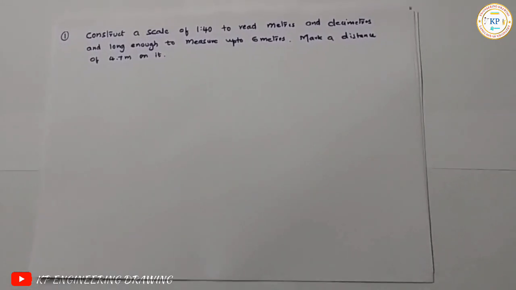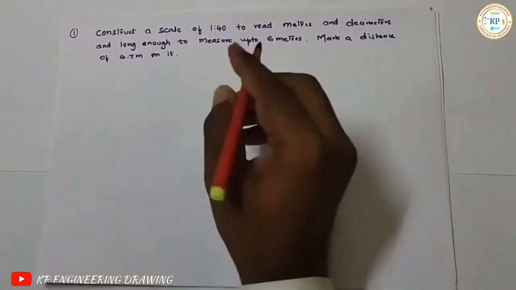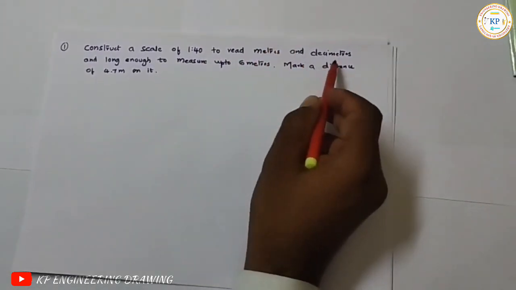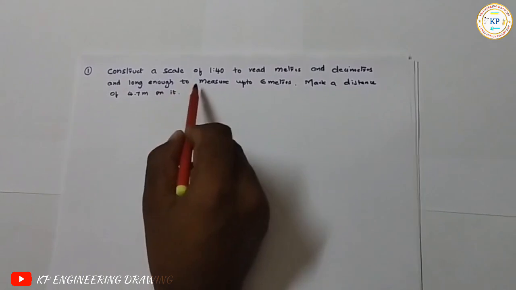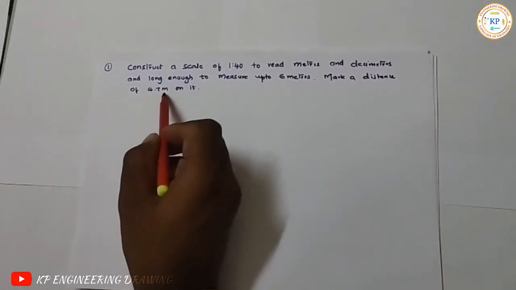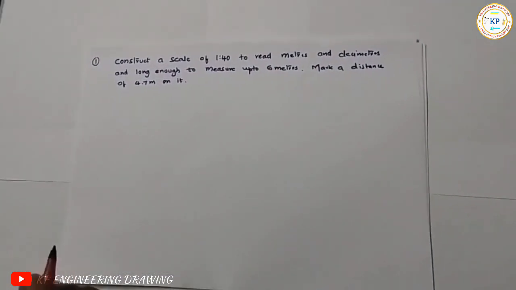So we'll see the problem. The problem is like this. Construct a scale of 1:40 to read meters and decimeters and long enough to measure up to 6 meters. Mark a distance of 4.7 meters on it. So this problem comes under plane scale.